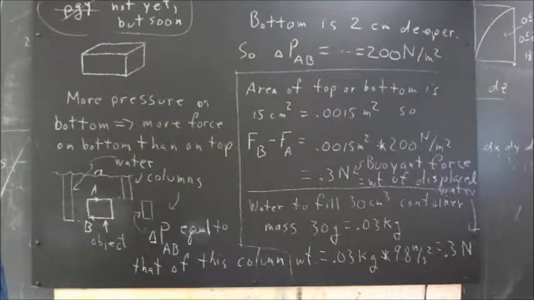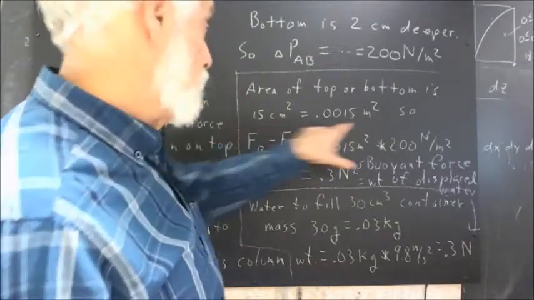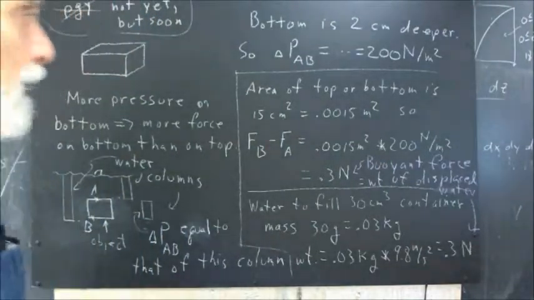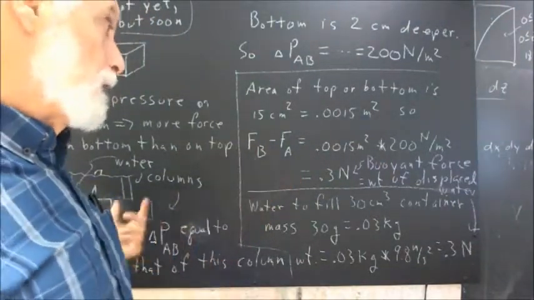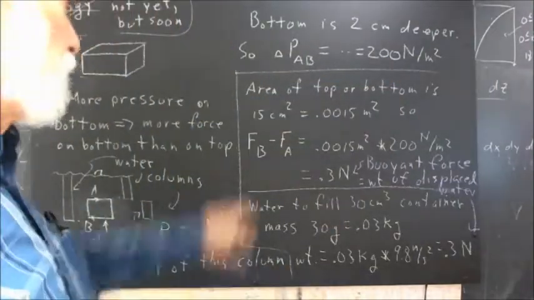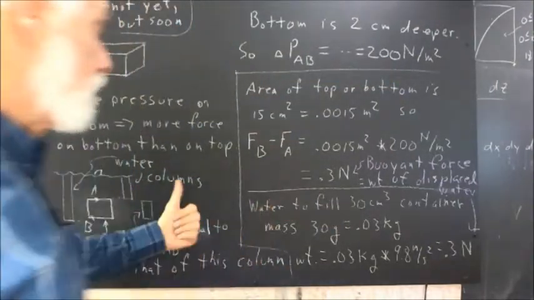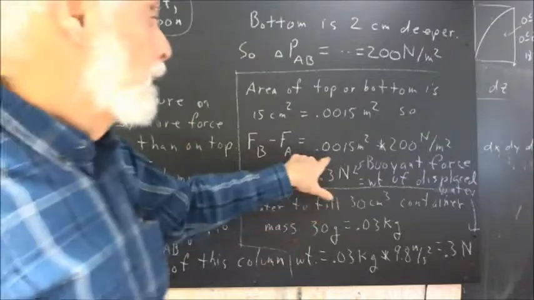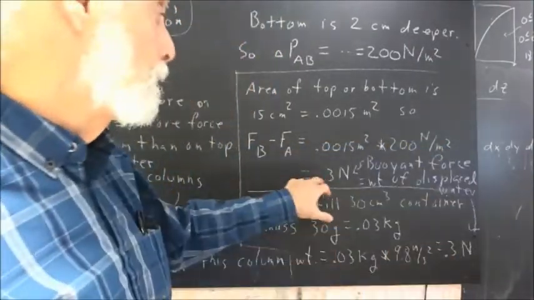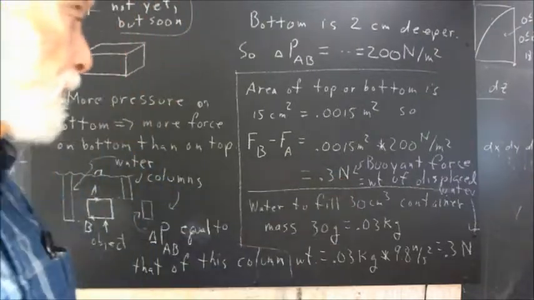Now the area of the top or the bottom is 15 square centimeters or 0.0015 square meters. It follows with just a little bit of calculation, multiplying this by the pressure difference, that the difference in the forces on the bottom and on top is 0.0015 meters squared times 200 newtons per square meter, or 0.3 newtons.